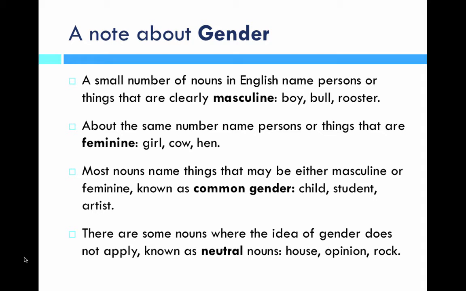You'll find masculine and feminine nouns a lot more often in foreign languages. So almost everything in Spanish has a gender, but English is a little bit different. Most of our nouns are actually common gender nouns. That means they can either be masculine or feminine. So for example, child, student, artist, those are all things that could be male or female, depending on what the gender of the child, student, or artist is.